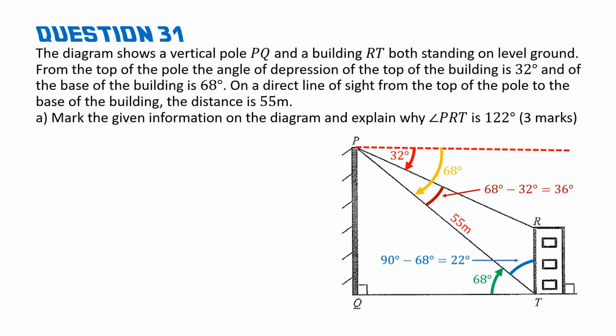Now we know that in that particular triangle, PRT, it doesn't matter what we call it, the three angles must add up to 180 degrees. So angle PRT is going to be 180 degrees minus the two angles that we have, 36 degrees in the dark red and 22 degrees in the light blue. If I add 36 and 22 together, I get 58. 180 minus 58 leaves me with 122 degrees. So we've explained why angle PRT is 122 degrees.